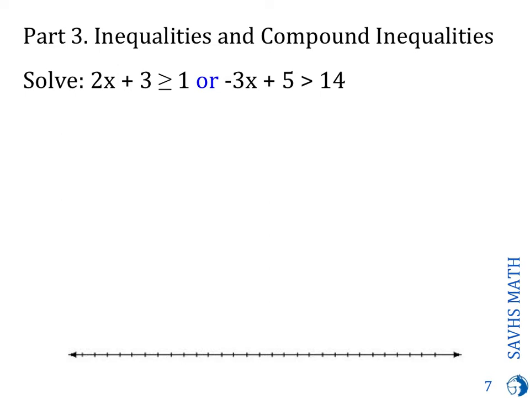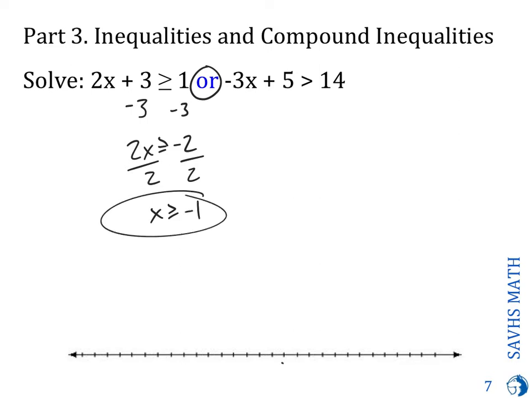Okay, since this is an "or," I'm just looking for the area where one or the other is true and not where both are true. So let's find where this one is true. First, let's solve for x. Subtract 3 from both sides: 2x is greater than or equal to -2. Divide both sides by 2, and we get x is greater than or equal to -1. So let's say 0 is right here, -1 is right here. The area where x is greater than or equal to -1 is that side.